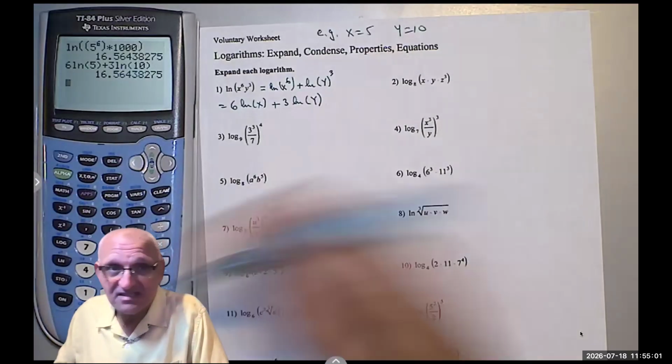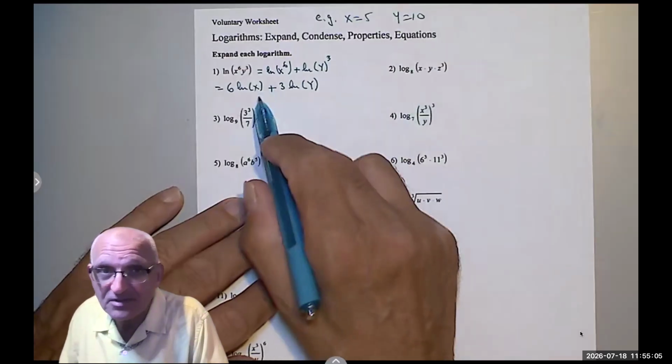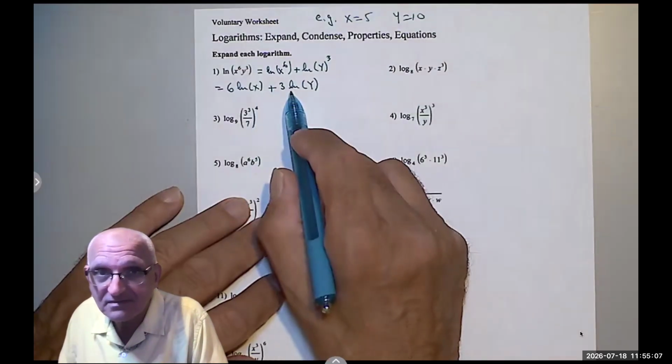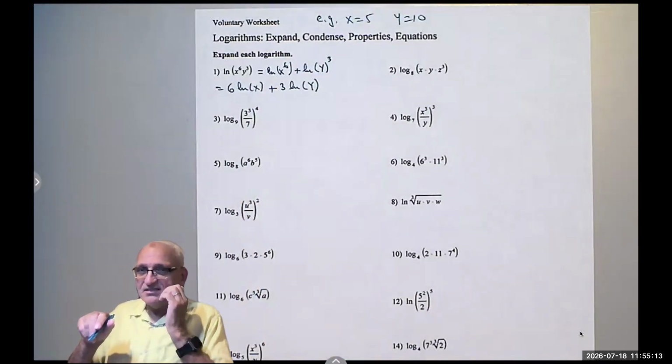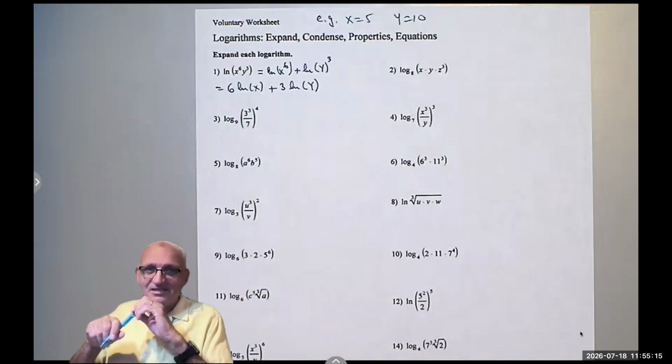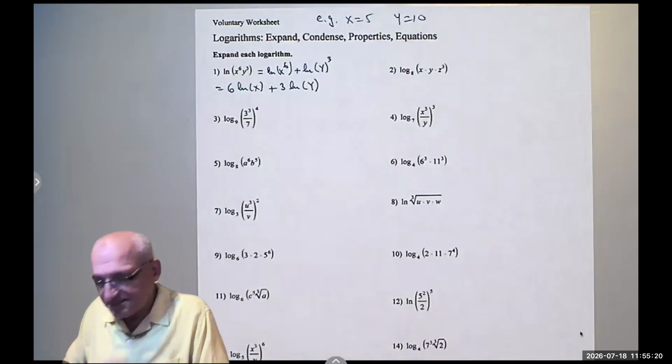So I check my answer very easily by picking any two numbers, making sure that the numbers I pick are not negative. As we say, natural log of -1, which is easy, by the way, but it includes an imaginary number.